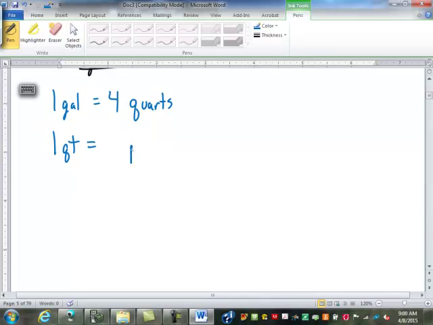Pint. Liters are metric. How many pints are in a quart? 2 pints in a quart. Smaller than a pint: a half pint used to be called a half pint. Now it's called a cup. 2 cups. If it was called a half pint, obviously there's 2 of them.